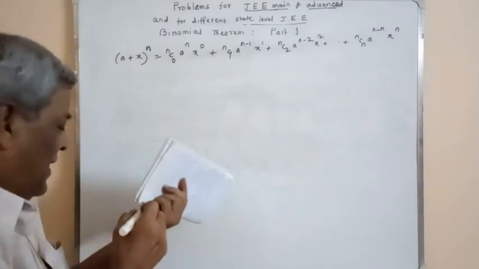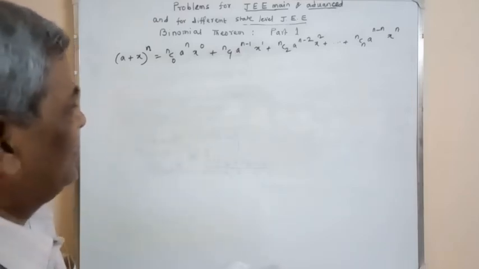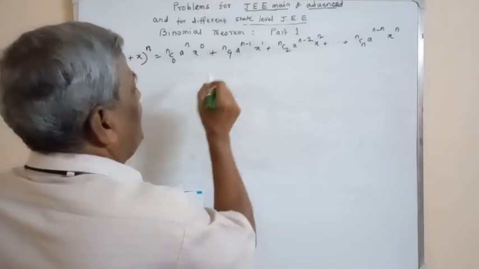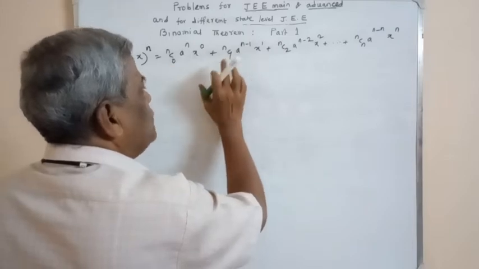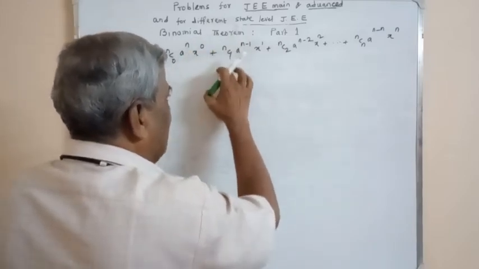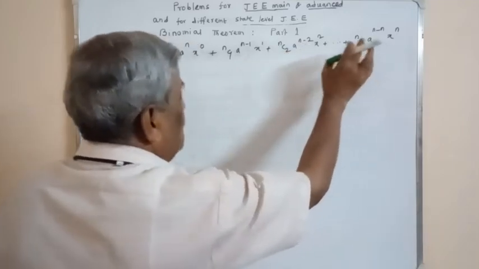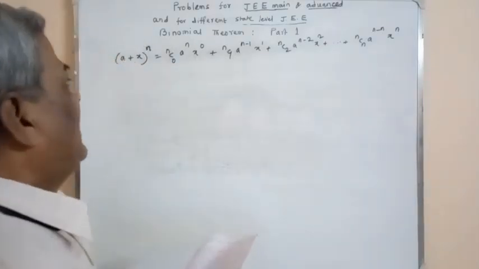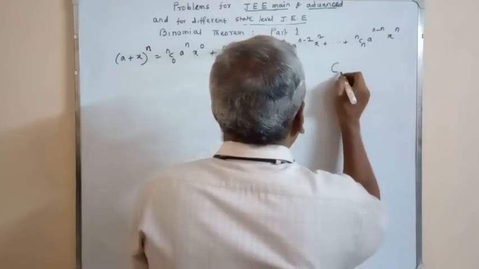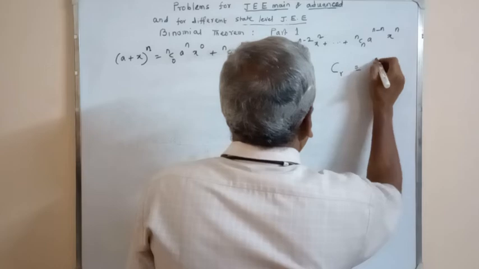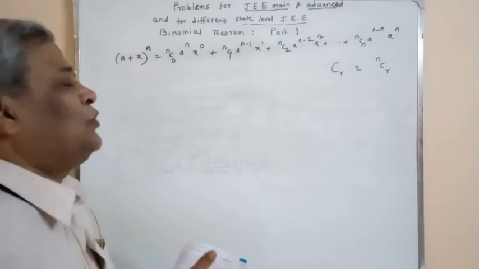So ultimately, it has n plus 1 terms because its suffix is 0, its suffix is 1. 1 corresponds to the second term. Suffix 2 corresponds to the third term. So this corresponds to n plus 1 terms. Normally, we use capital CR to mean nCr. Mind that n is a positive integer.